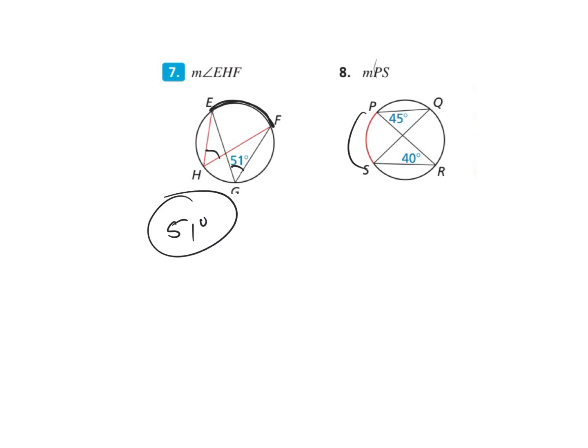Okay, so 45, that makes this 90, this arc, and this 40 makes the arc we want of 80. So the measure of arc PS is 80 degrees.